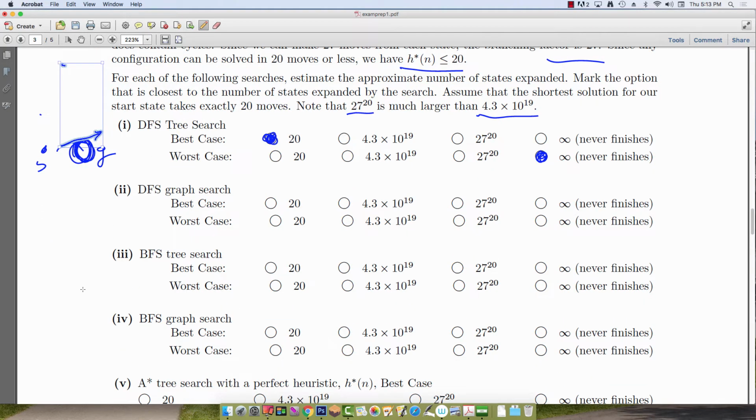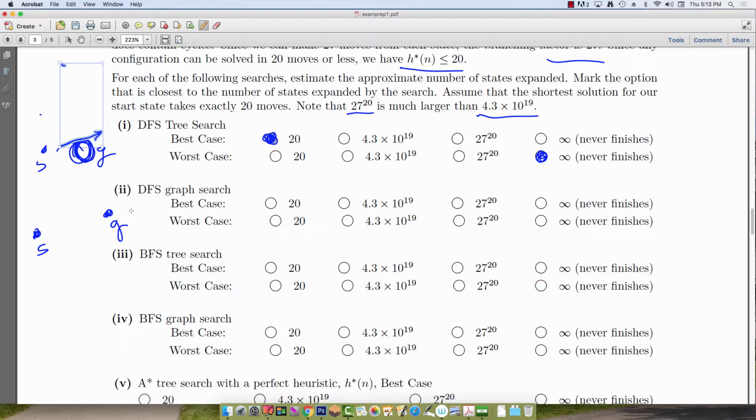So for DFS graph search, this time we can't revisit the same states, and we know that graph search is complete this time because we cannot revisit the same states, and we know that there's a limited number of states in the Rubik's Cube problem.